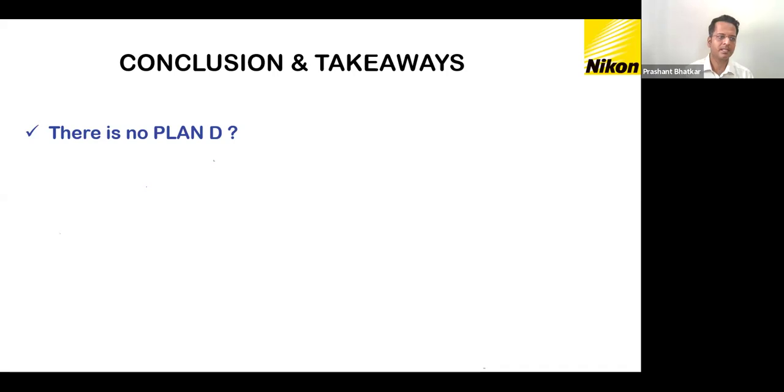Is plan A, B? What is plan C?" I said, "If nothing works, I'll change the lens." And he said, "What is plan D?" I said, "There's no plan D. What do you do once you've changed the lens? What more do you expect?"